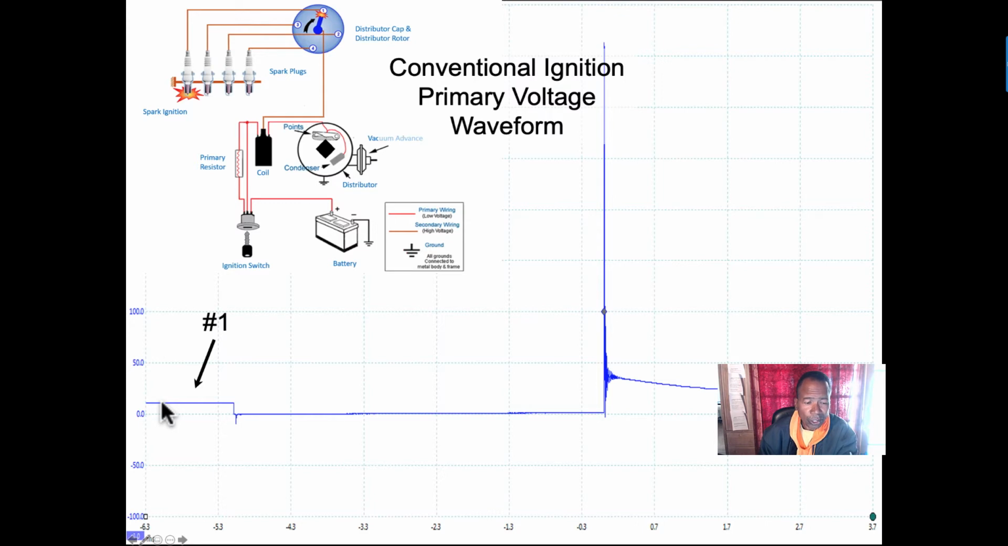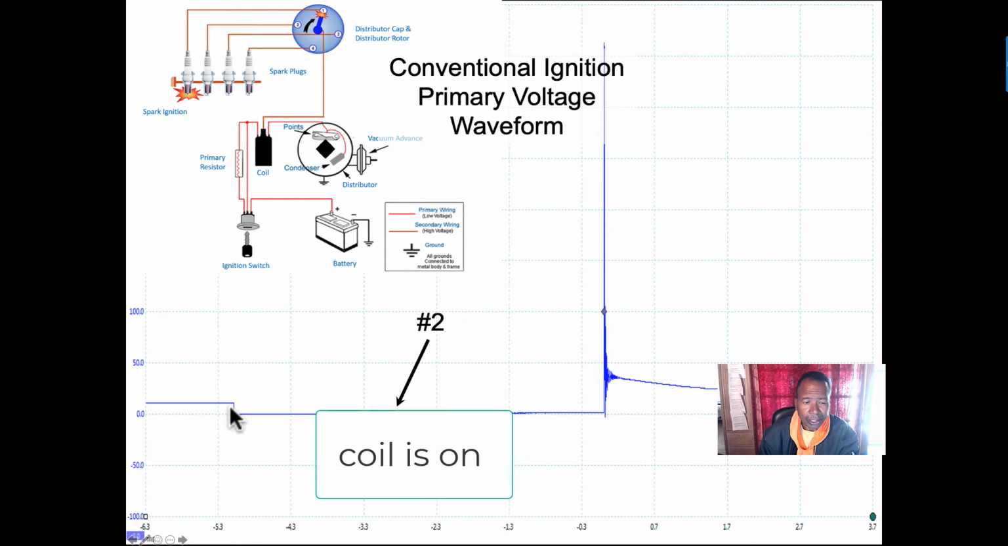Now you start the car up and the points close. I'm going to pull this voltage to ground, like a voltage drop. This section here is your dwell section. This is when the ignition coil is being charged up, getting ready to fire the primary ignition so it can self-induce into the secondary ignition.